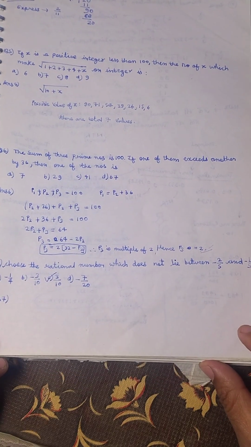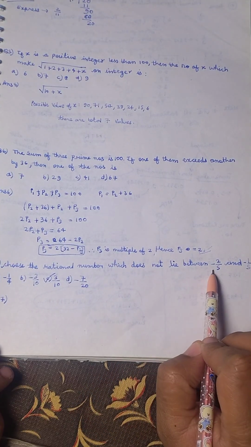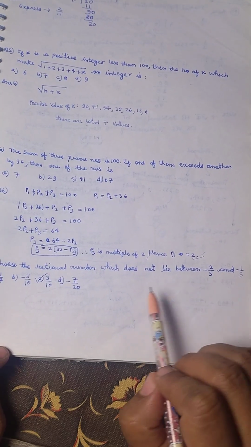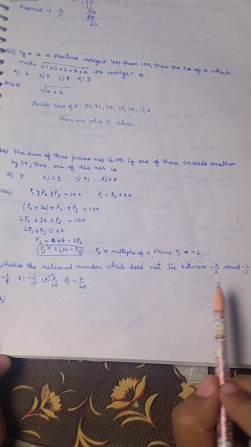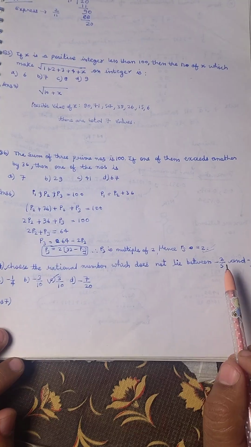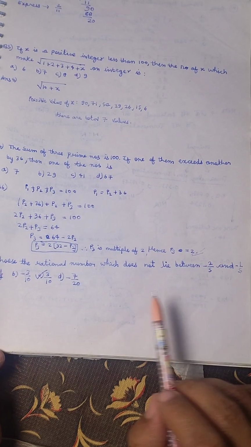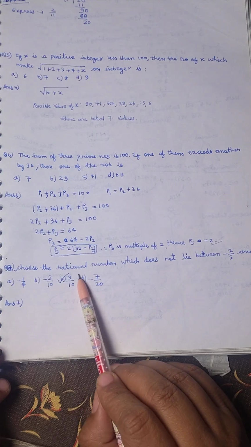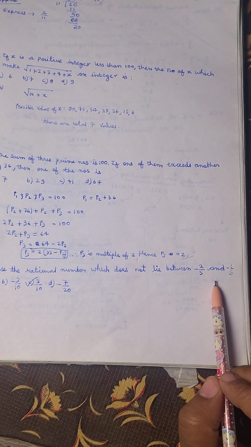Let's move ahead. Choose a rational number which does not lie between minus 2 upon 5 and minus 1 upon 5. The number which will not lie between minus 2 upon 5 and minus 1 upon 5 will be 3 by 10, because whichever number lies between these two will be a negative number, and in the options there is only one positive number. So this will not lie in between minus 2 by 5 and minus 1 upon 5.